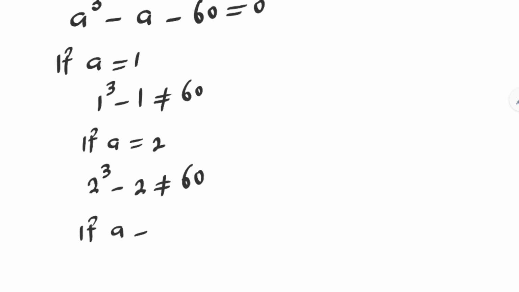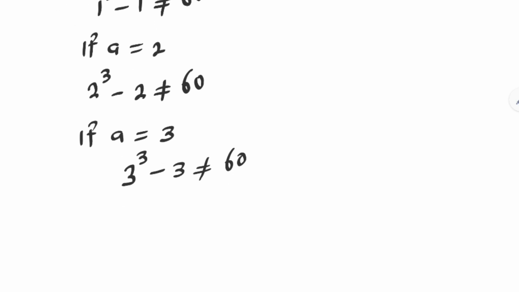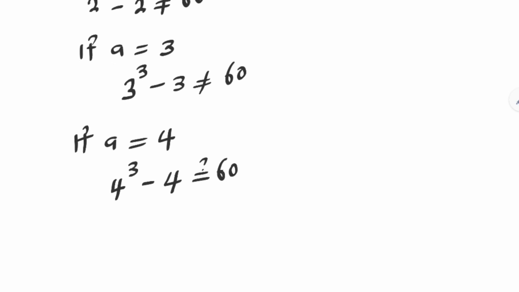If a is equal to 3, then we have 3 raised to power 3 minus 3. This is also not equal to 60 because 3 raised to power 3 is 27 minus 3, that is 24. Then if a is equal to 4, then we have 4 raised to power 3 minus 4. Let's see, is it equal to 60? 4 raised to power 3, this is 64 minus 4. This is equal to 60.